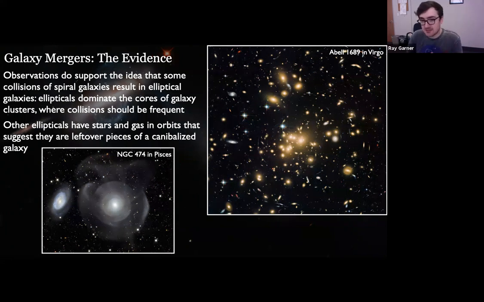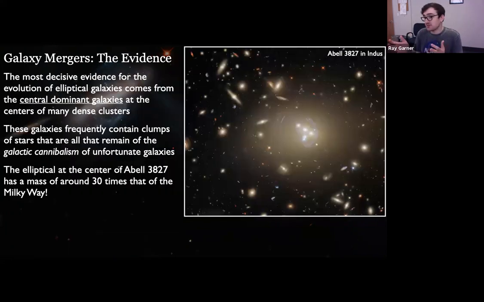However, the most decisive evidence for the evolution of elliptical galaxies comes from these central dominant galaxies at the heart of many dense clusters. Here is another galaxy cluster, Abell 3827. And this whole kind of fuzzy yellow area, that is the galaxy. And these four kind of blobs here, those are the cores of galaxies this one has swallowed.